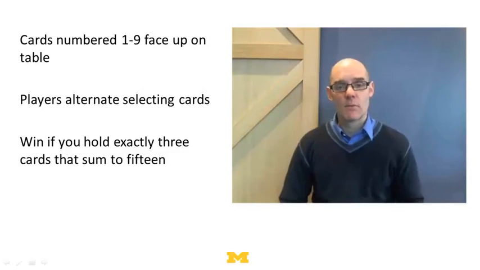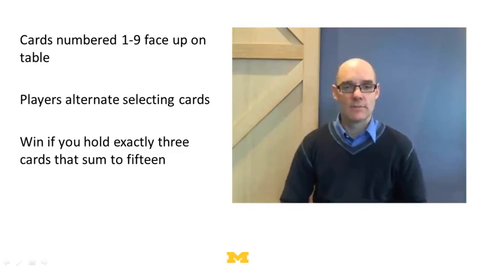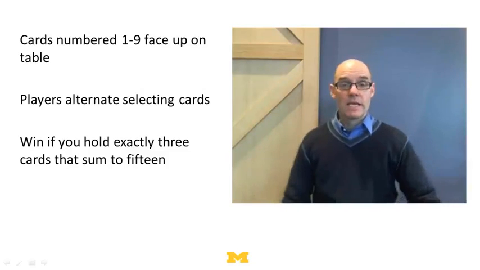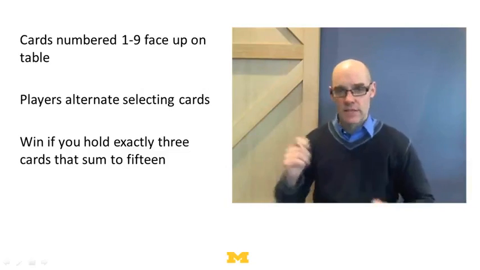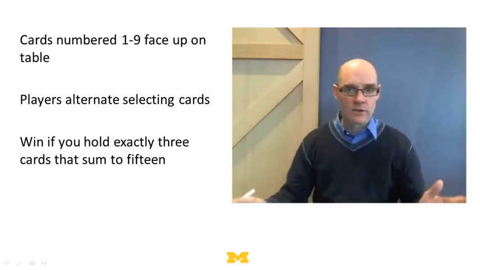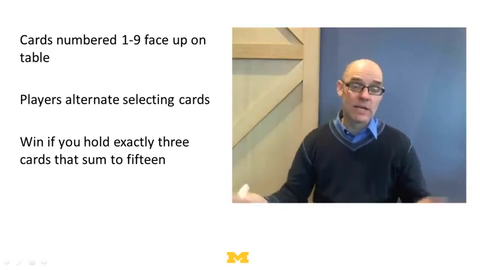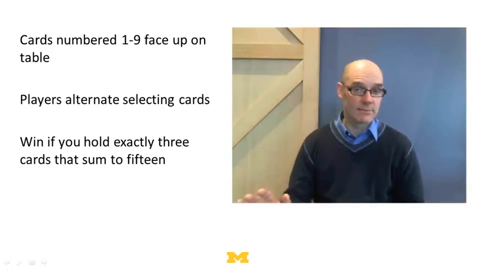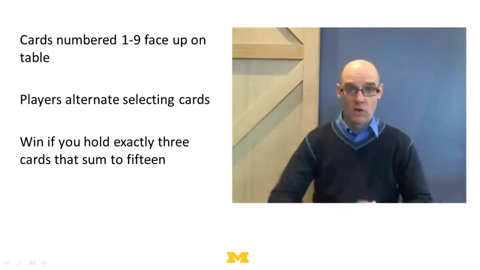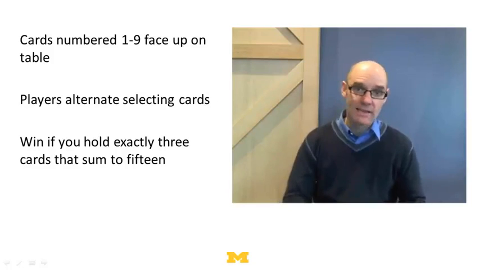Okay, so here's how Sum to 15 works. There are cards numbered from 1 to 9 face up on a table. Imagine 9 cards in front of you. There are 2 players. Each person takes turns taking a card until all the cards are gone, possibly. You could end sooner. If anybody ever holds 3 cards that sum up to exactly 15, they win. That's the game. So really simple. 9 cards, alternate taking cards. If you ever get exactly 3 that sum to 15, you win.